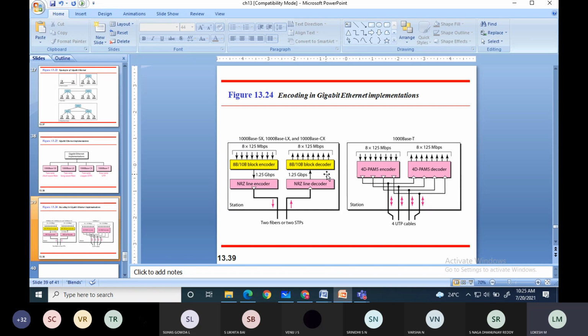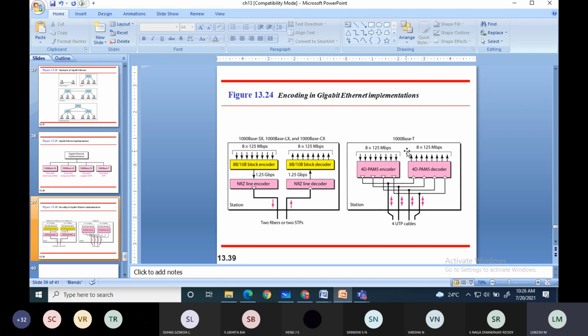All three versions, like 1000BASE-SX, 1000BASE-LX, and 1000BASE-CX, these three versions of gigabit Ethernet use the same concept, like two levels of encoding.